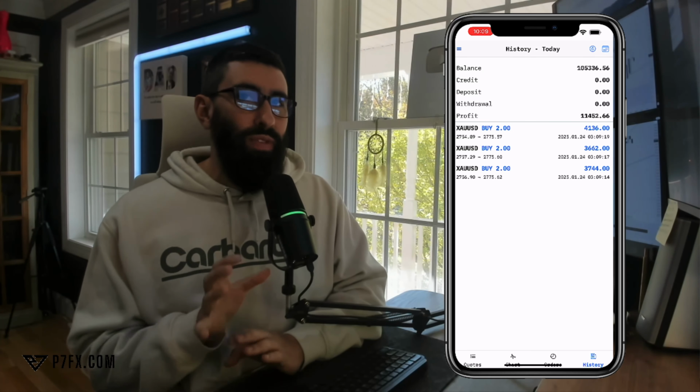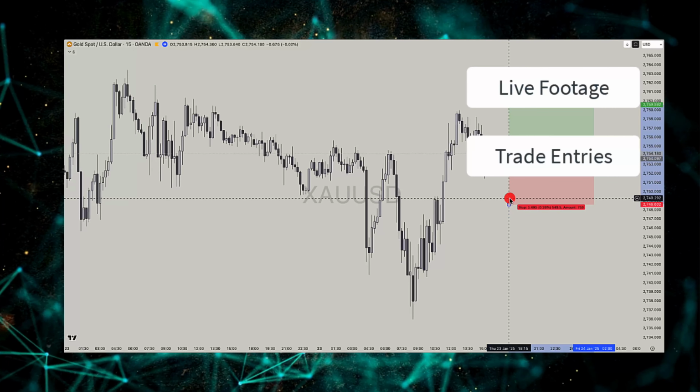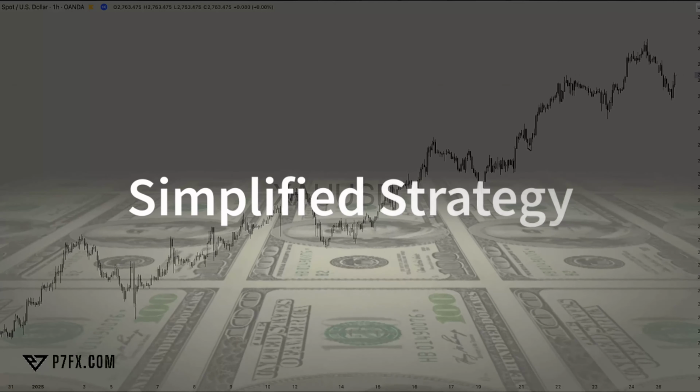For today, we're going to be revisiting some of our older trades and break down a strategy where this particular setup allows us to capitalize a little over $10,000. Now, we're going to share with you our entries, the live trading footage, but more importantly, we're going to break down the strategy and show you how you can make money in these markets by keeping things simple, following basic concepts of technical analysis. A very simple strategy that can yield a lot of profits when used correctly.